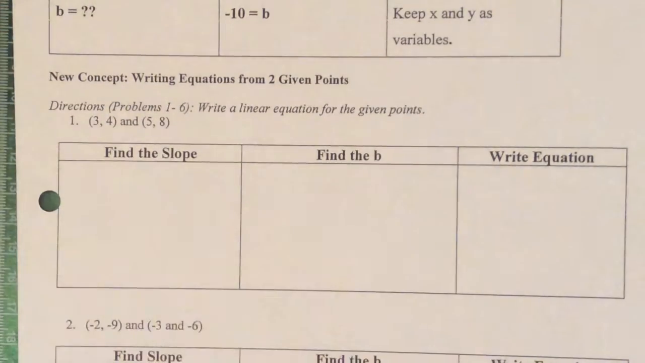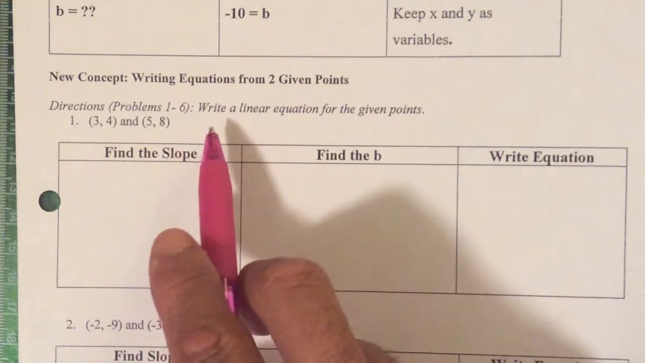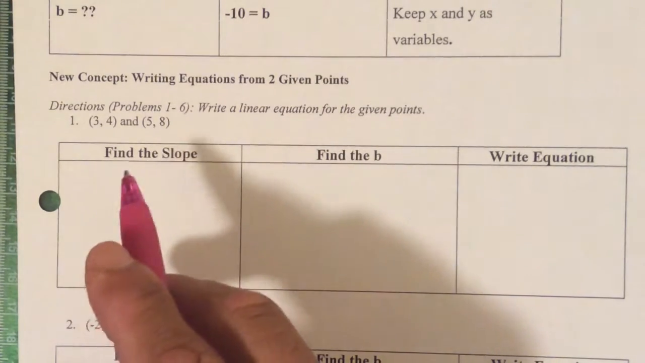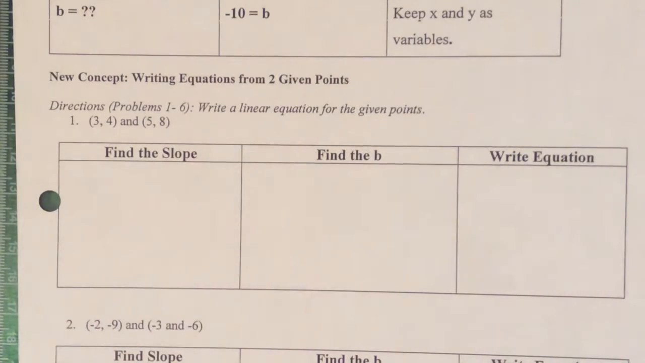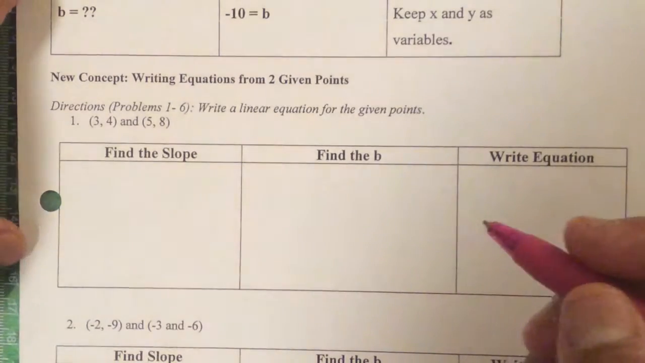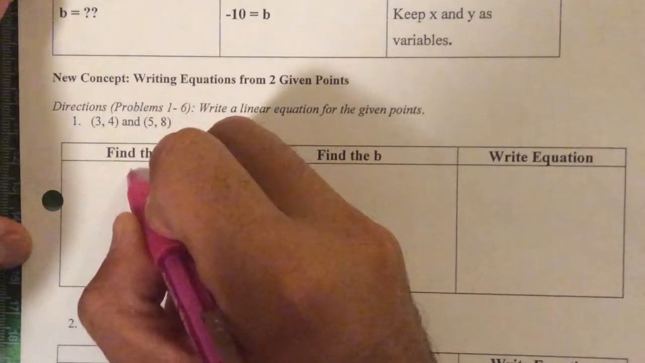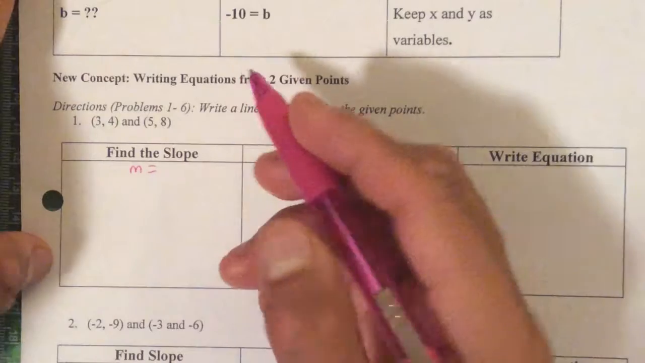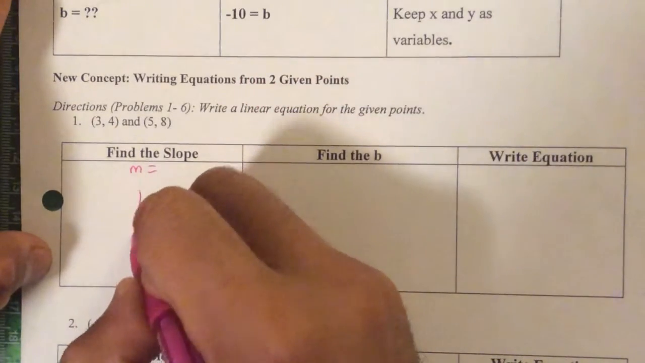So let's start with number 1. The directions state, write a linear equation for the given points. So they give us two ordered pairs, (3, 4) and (5, 8). So just like before, the first thing we need to do is find the slope. So we need to find the letter m, okay? The only thing we have is two ordered pairs. And we know how to do that, right?